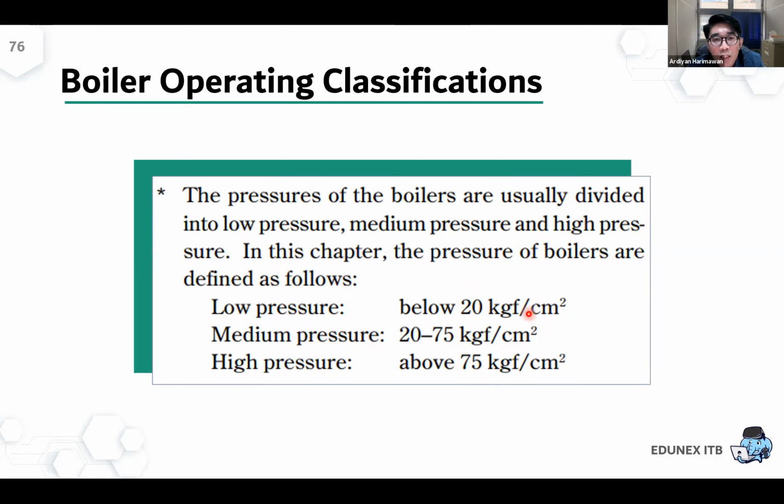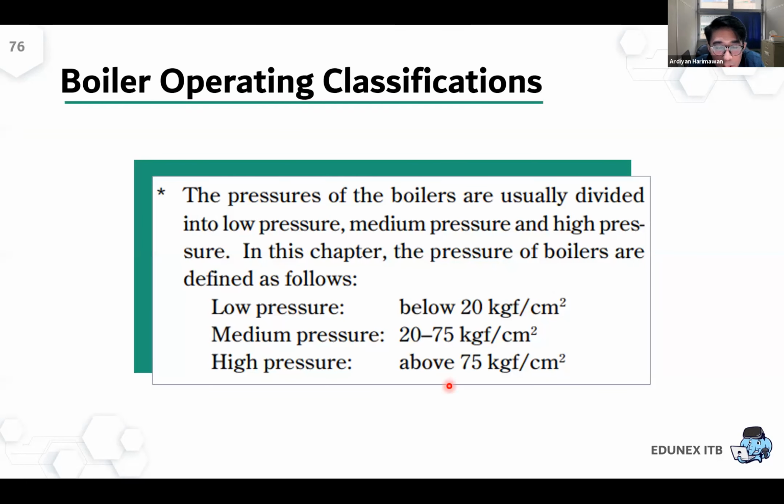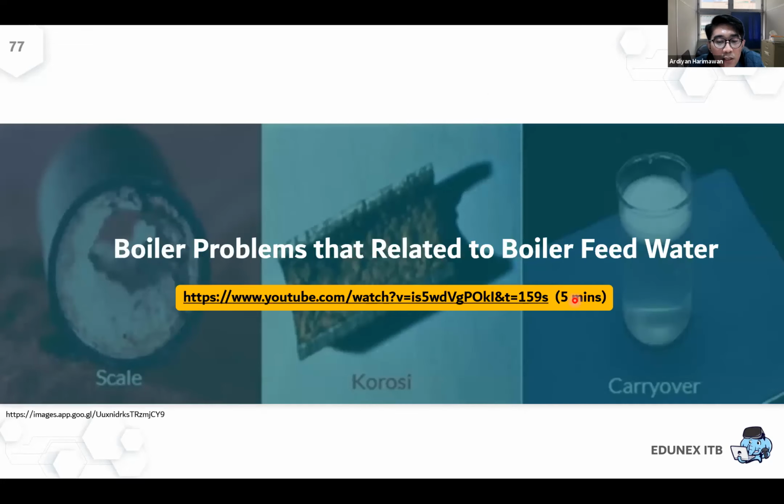It means the temperature and the condition of water and vapor in the steam will be different. And because the pressure dictates the temperature, the difference in the boiler will create different problems. So for low pressure and high pressure boilers, what we need to pay attention to is a bit different.